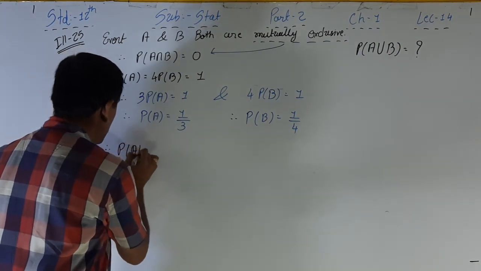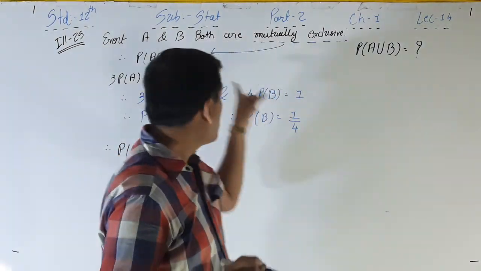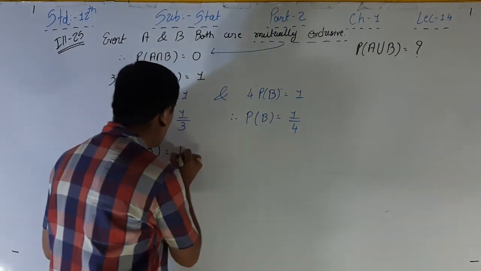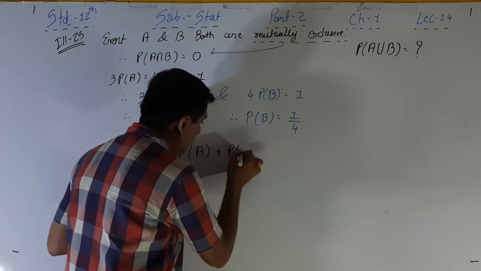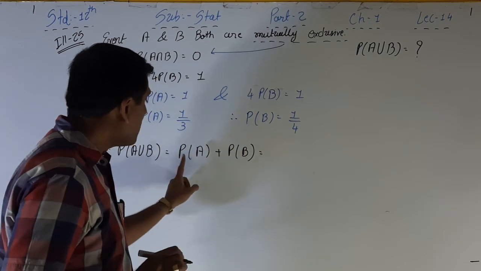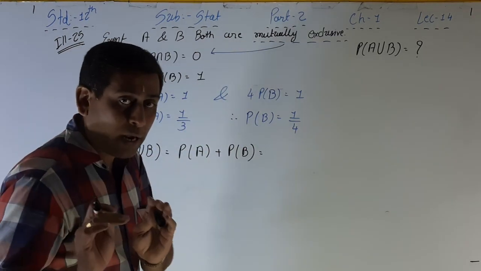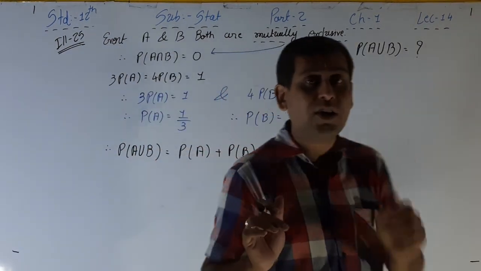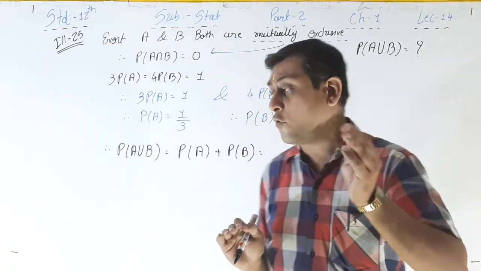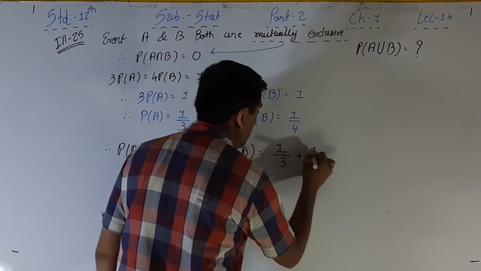P of A union B: if events A and B are mutually exclusive, then P of A intersection B is equal to 0. That's why P of A union B is equal to P of A plus P of B only. So now we just have to put the value, because in P of A plus P of B minus P of A intersection B, the last term is already 0, so we don't have to write it. We already saw in the law of addition of probability that whenever two events are mutually exclusive, P of A union B is equal to P of A plus P of B. Now put the value 1 by 3 plus 1 by 4.